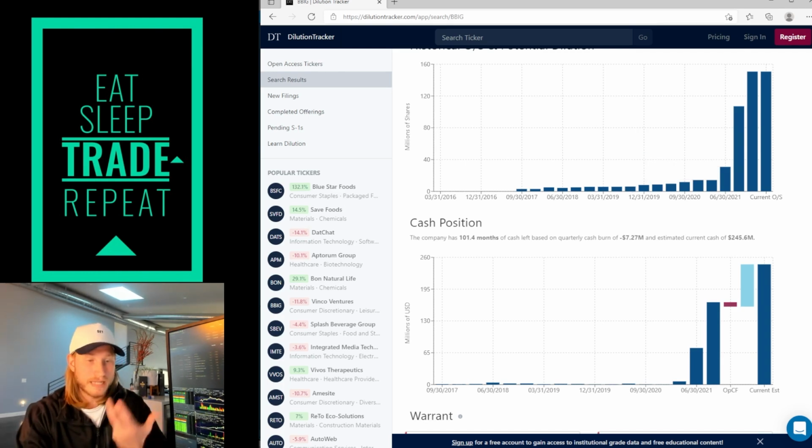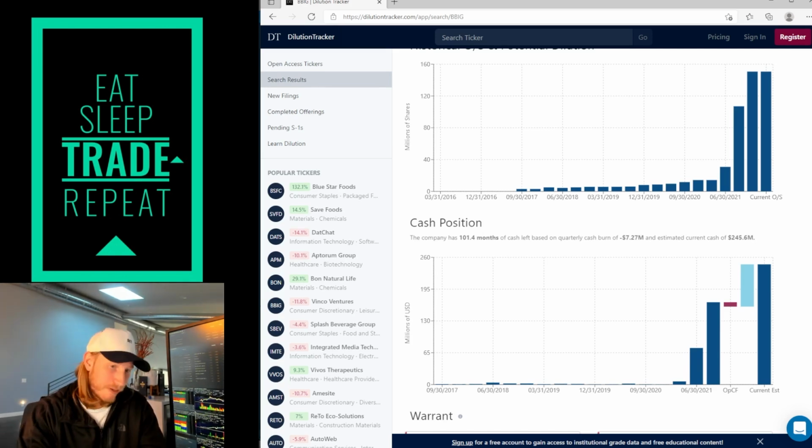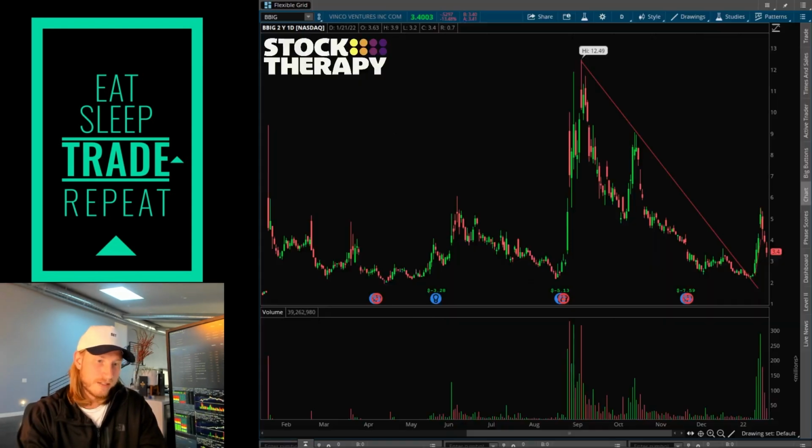But it's good to know that, again, in my opinion, this company has been doing some terrible things relative to what retail traders would expect out of a company. So let's get into the chart now. Let's talk about the first red day short.